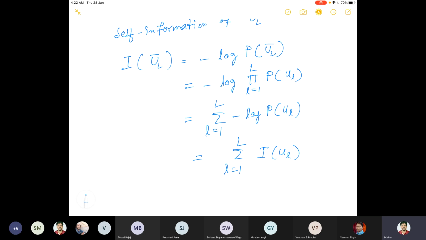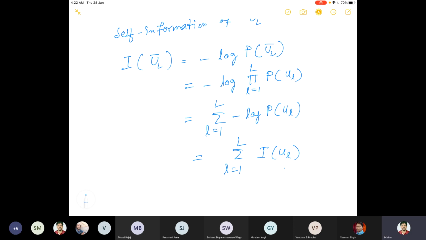Now see, earlier we said our self-information can also be considered as a random variable, right? And this is very, very important. This is a very crucial observation here. Self-information can be considered as a random variable because it is giving some value to a random variable. So now what we are saying is the self-information of the sequence is nothing but the sum of the self-information of each of the elements of the sequence.